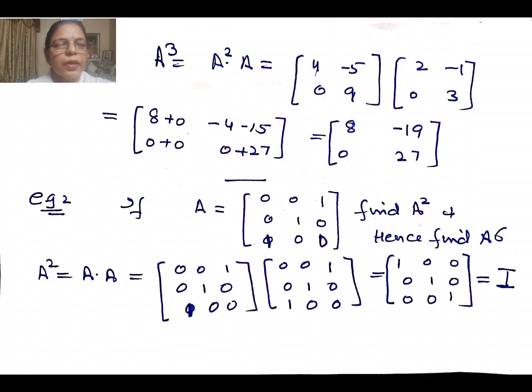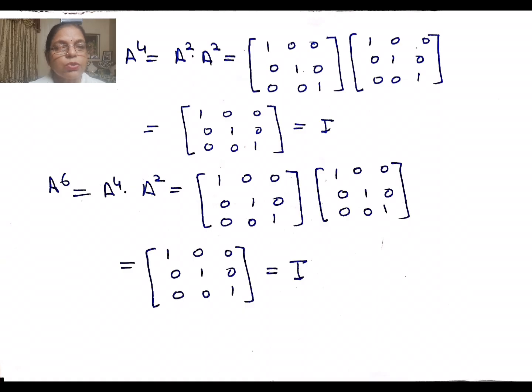Next example: if A is equal to [0 0 1; 0 1 0; 1 0 0], find out A square and hence A raised to power 6. First we calculate A square. A square is equal to A into A, that is [0 0 1; 0 1 0; 1 0 0] into [0 0 1; 0 1 0; 1 0 0]. When we multiply these two matrices, we get the resultant matrix [1 0 0; 0 1 0; 0 0 1], that is equal to the identity matrix.